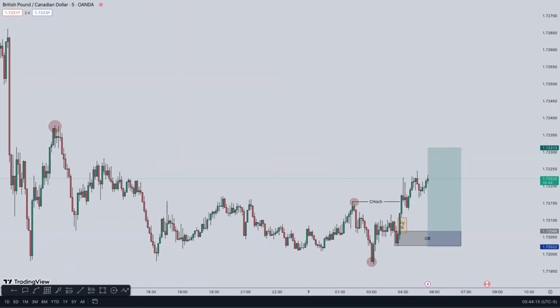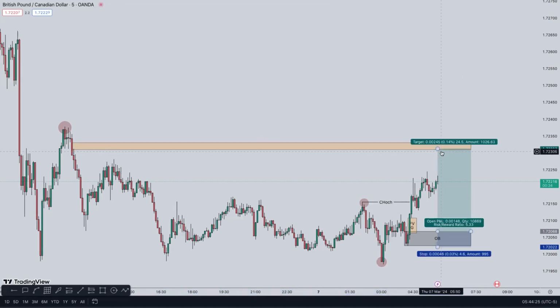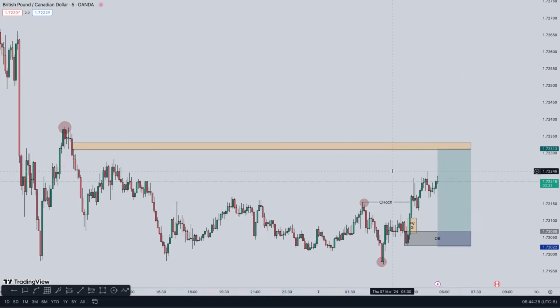So let's say we can target this fair value gap here. There's a fair value gap here. I don't know if you guys can see it. This fair value gap here will get filled. I don't know when that is, but price will fill this gap. So you can put your targets right there. Price will go up there and fill it, right?